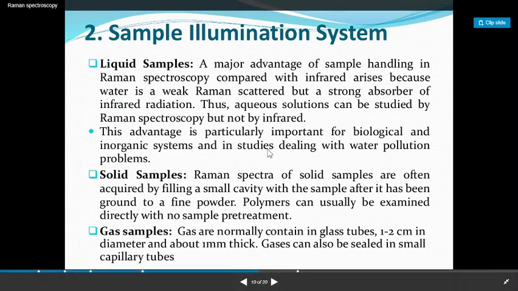Solid samples. Raman spectra of solid samples are often acquired by filling a small cavity with the sample after it has been ground to a fine powder. Polymers can usually be examined directly with no sample pre-treatment. Gas samples. Gases are normally contained in glass tubes 1 to 2 cm in diameter and about 1 mm thick. Gases can also be sealed in small capillary tubes.